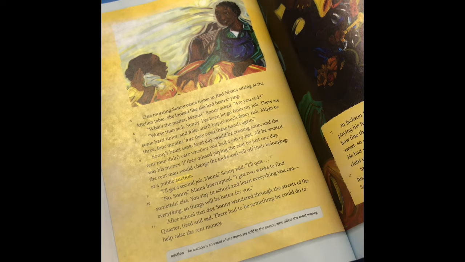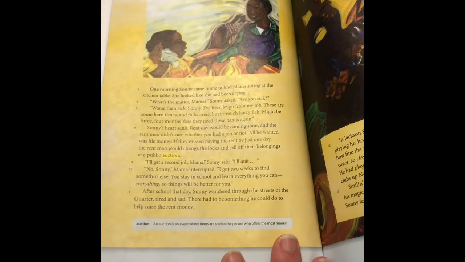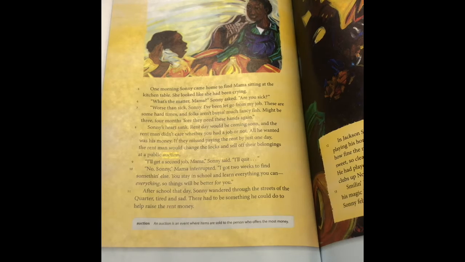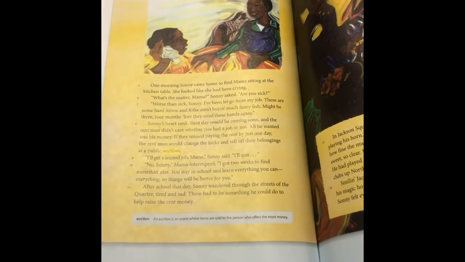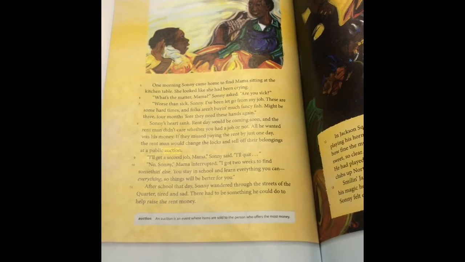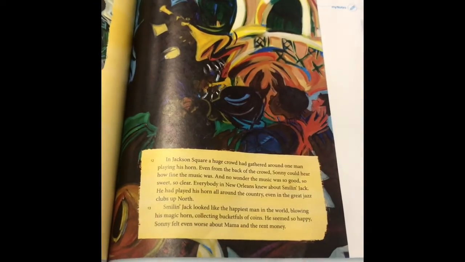Alright, the vocabulary word that's on this page, auction. Auction means an event where items are sold to the person who offers the most money. It says, what problem do Sonny and his mama have, and how do you think they will solve it? What problem do his mama and Sonny have? His mom has no job and they're poor. Yep, mama lost the job. So now they're worried about paying the rent. How do you think they might solve it? By getting another job. Sonny offers to get another job, but mom says that she hopes to find a new job herself soon.